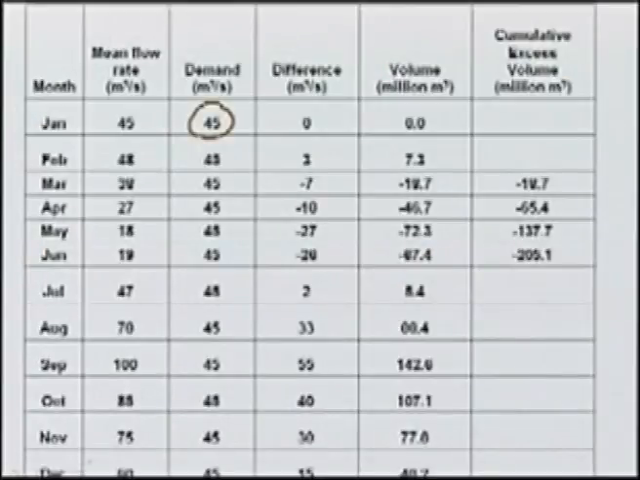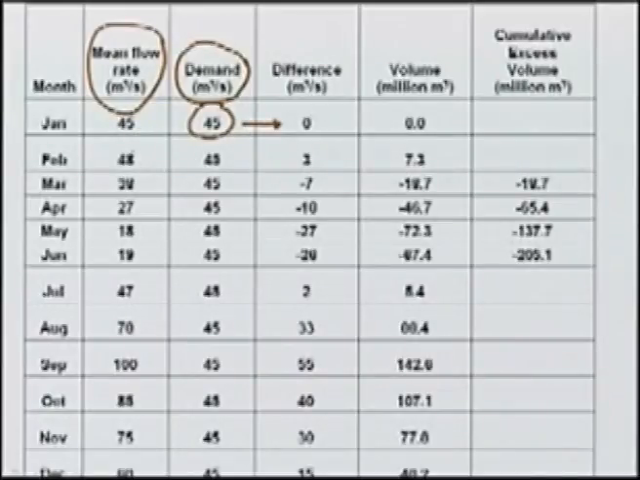If we look at the calculation, we can do it in tabular form, and find out the difference between the available mean flow rate in the river and the demand which we want to maintain. In this case, the demand is 45. In January, the mean flow rate is also 45, so there is no difference. In February, the availability is 48 meter cube per second, while the demand is 45, so we have a surplus of 3 meter cube per second. Till this point, we do not need any storage. Now, this 3 meter cube surplus can be converted into a volume in terms of million cubic meters.